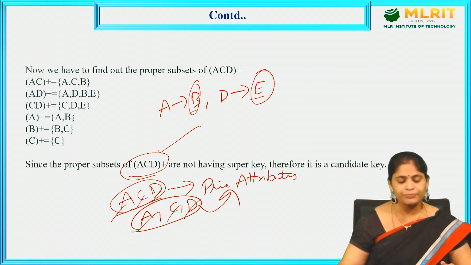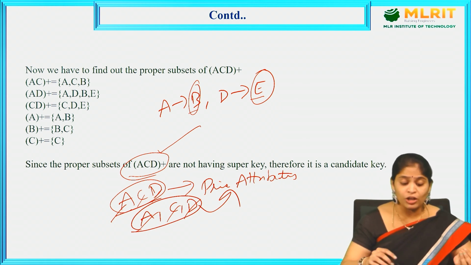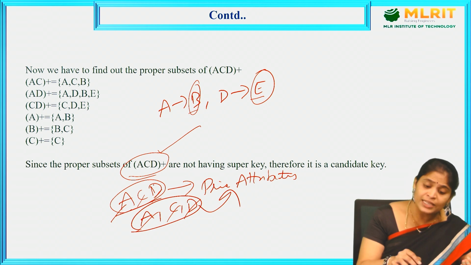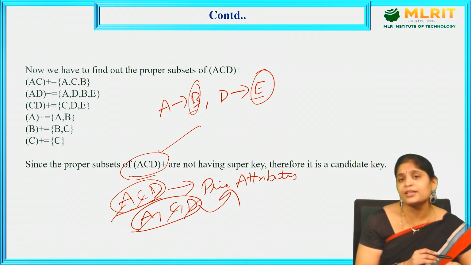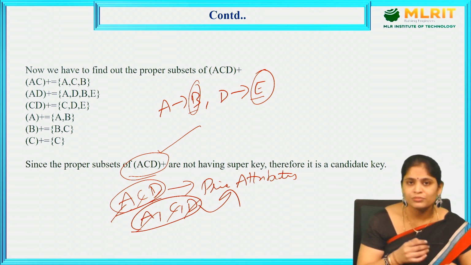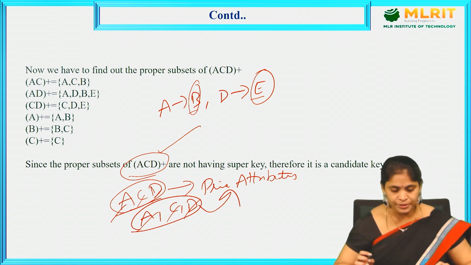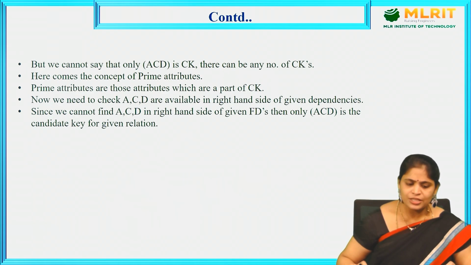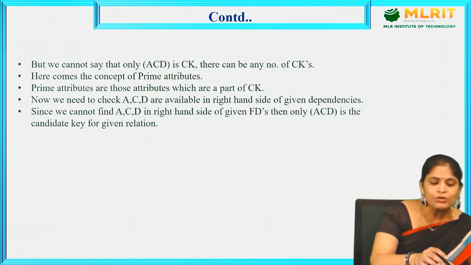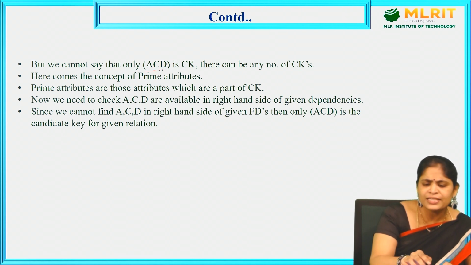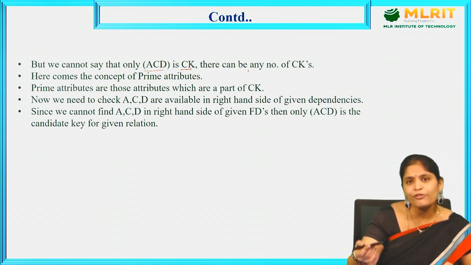Only candidate key. So, if ACD is available in the right hand side, then what do we have to do? That will be discussed in our next example. Okay. So, this is what we have done. But we cannot say only ACD is the candidate key. There can be any number of candidate keys.